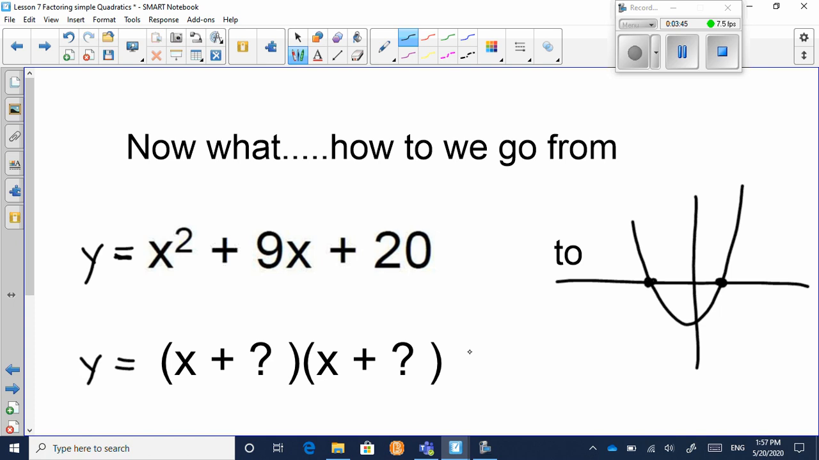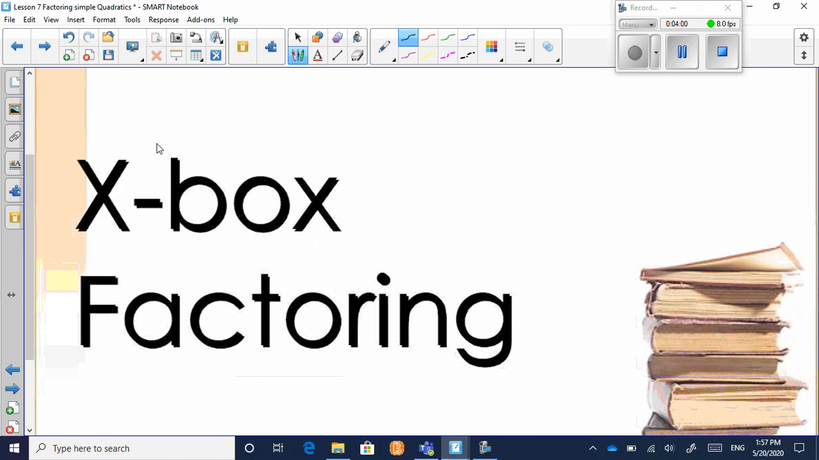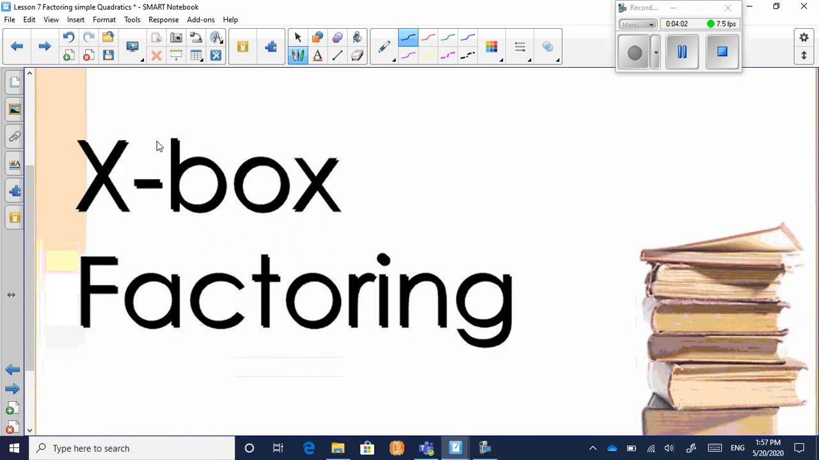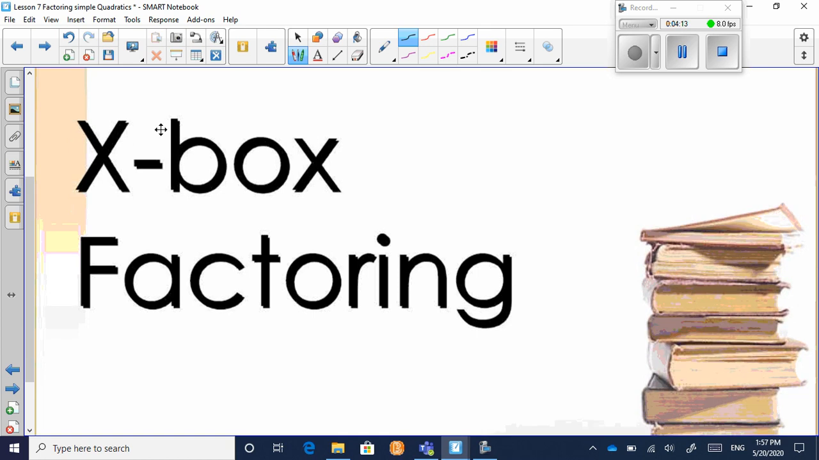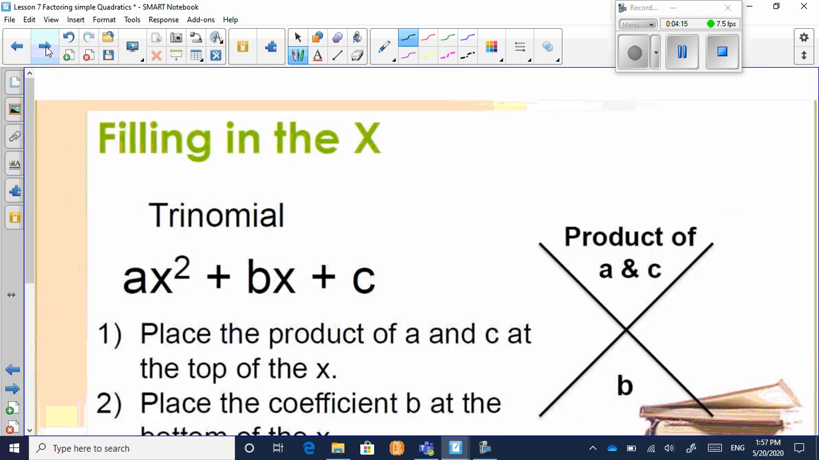But how do I get those numbers? How do I go from here to here? That's today's lesson. And today's lesson is going to focus on what we call the simple trinomials. Okay, so here we go. We're going to do something called Xbox factoring. Now it's called Xbox. I know that's a bit of a play on the famous gaming system, but we use it in math as well. So here's what Xbox factoring is.